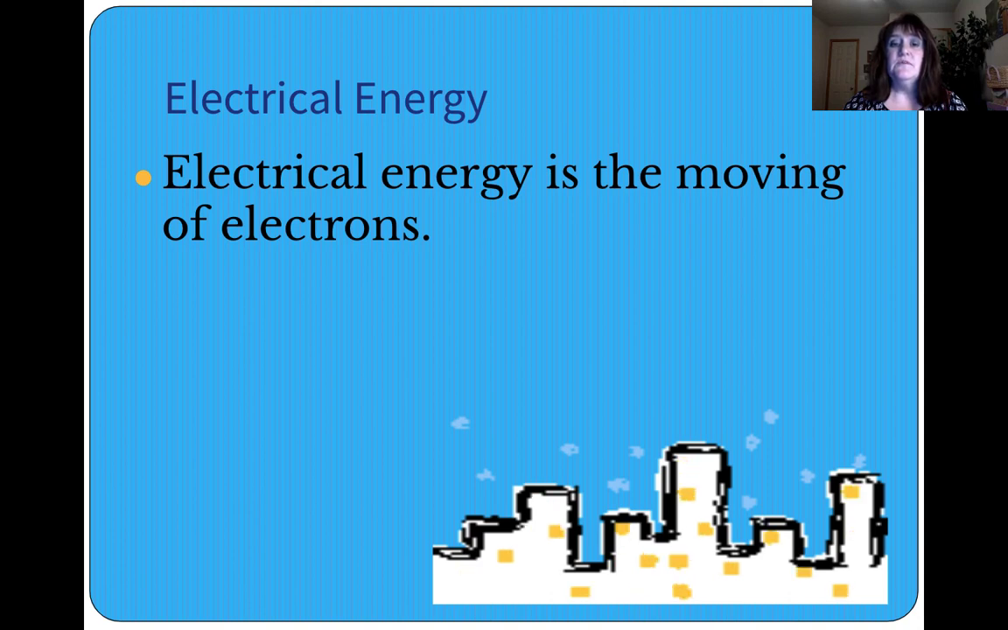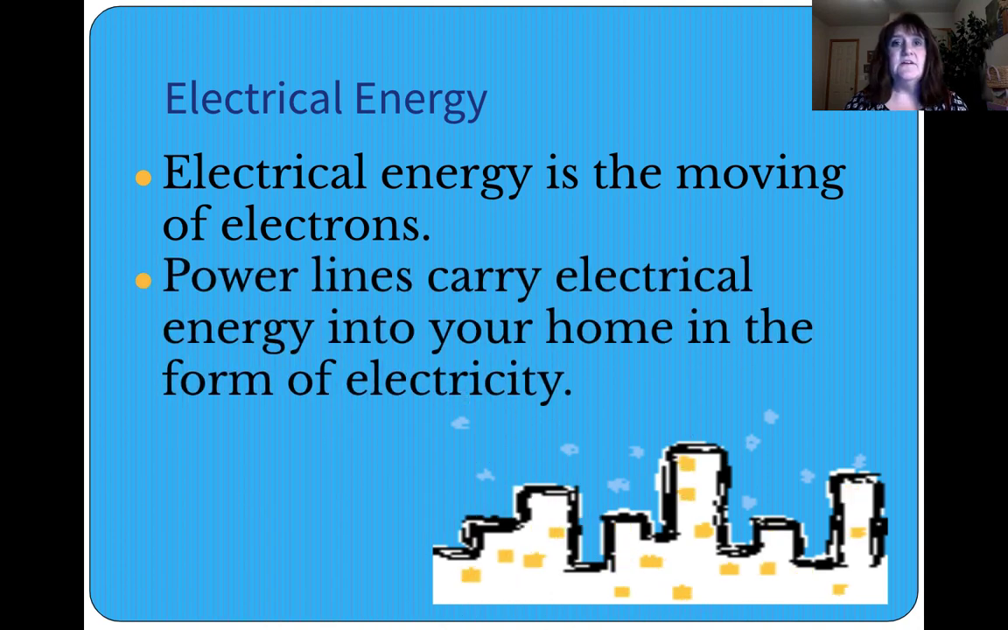Electrical energy is the moving of electrons. Power lines carry electrical energy to your home in the form of electricity.